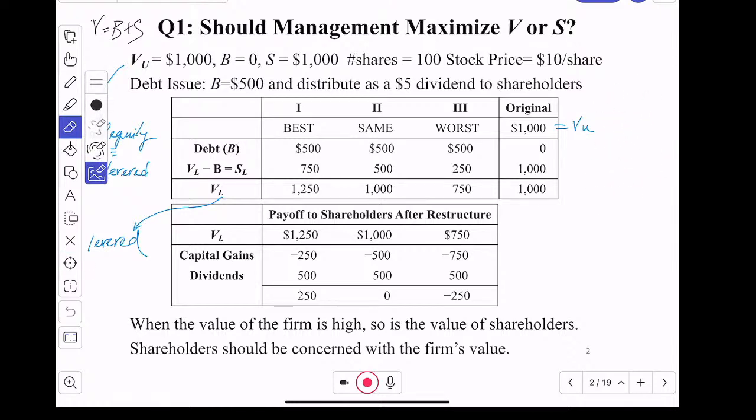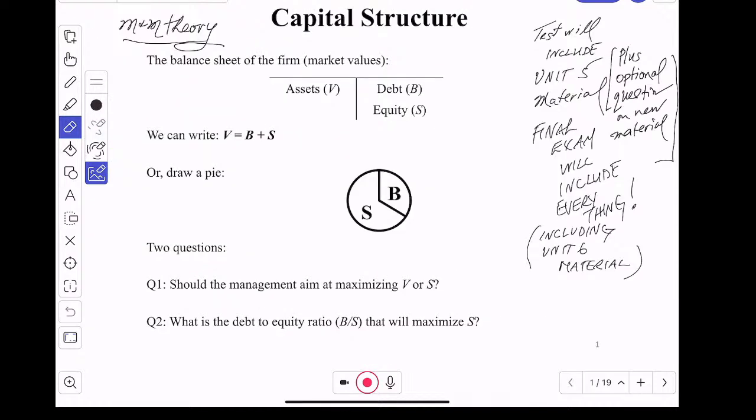All right, so now we're going to answer the second question. So if the value of the firm matters, then we care about debt, then what should be the debt to equity ratio? So relatively speaking, what's the optimal debt to equity ratio that will maximize the value of the firm and in turn maximize shareholder equity?